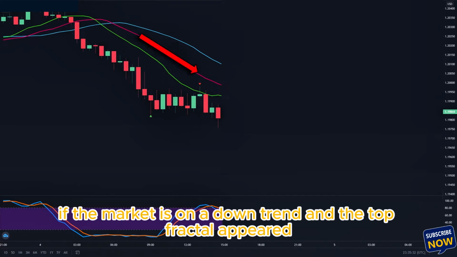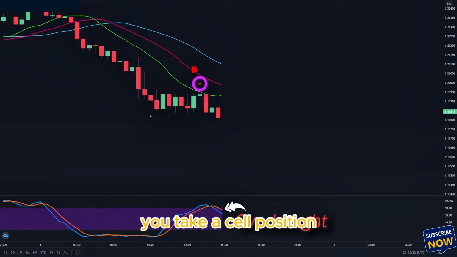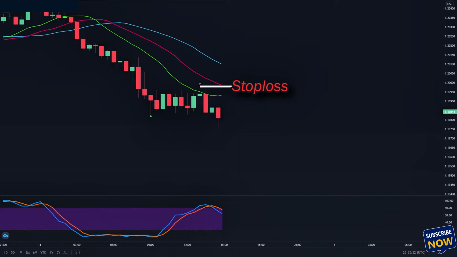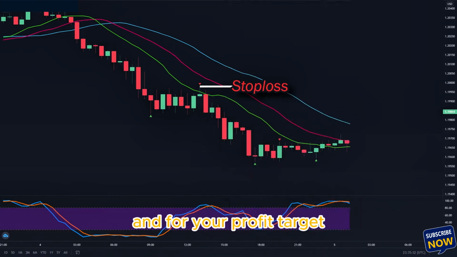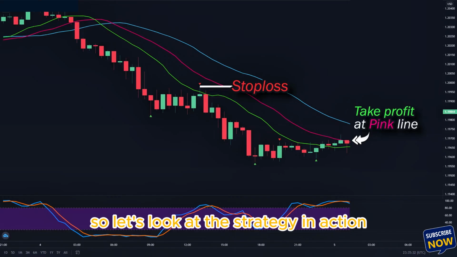If the market is on a downtrend, and the top fractal appeared, while the stochastics RSI is at overbought, you take a sell position. Now, for your stop loss, you place it above the fractal candle. And for your profit target, you want to close your trade and take profit when a candle closes at the pink line. So let's look at the strategy in action.